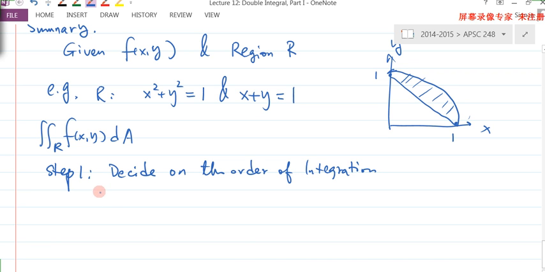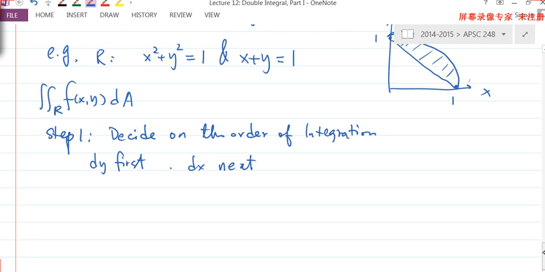So let's just say I'm gonna do this. For example, I'm gonna do dy first, okay, and dx next. This is my current choice set here. Okay, dy first and dx next. So then the next step is this.